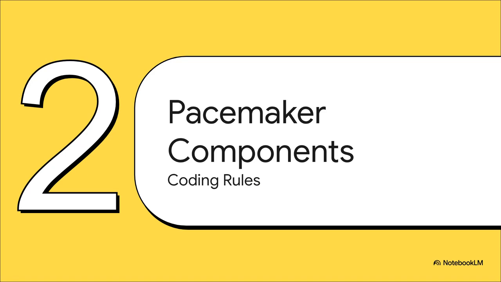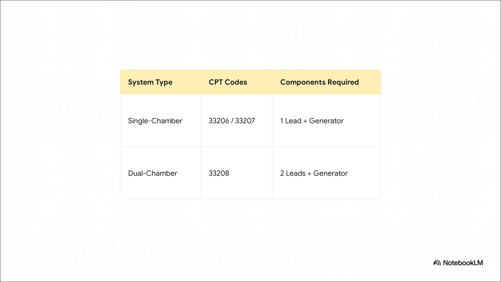Moving right along to Section 2, pacemaker component coding rules. So, pacemaker codes are structured entirely based on the hardware. It's like a giant puzzle. A single-chamber system, which uses codes 33206 or 33207, involves inserting a pulse generator and just one transvenous lead, either atrial or ventricular. On the flip side, a dual-chamber system, that's code 33208, requires the generator plus two leads, one for the atrium and one for the ventricle.